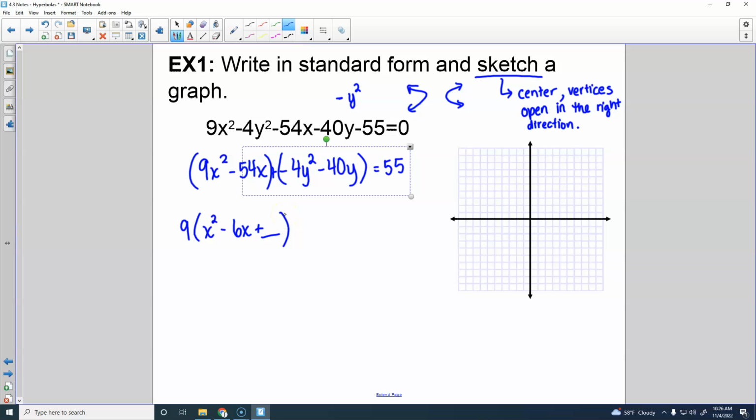And then right here, what am I going to factor out of the second parentheses? Not just a 4, a negative 4. So take a negative 4, and that is going to give you the minus in between that you need for it to be a hyperbola. So we've got negative 4, and then we'll have y squared. Be careful here. Now it's plus 10y plus blank since we took the negative out. And this will equal 55 plus blank plus blank.